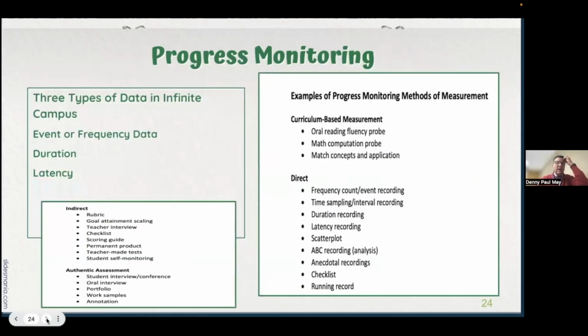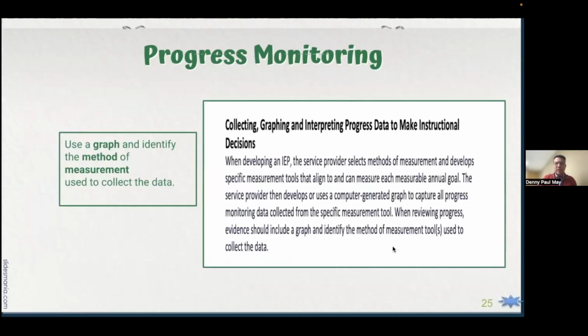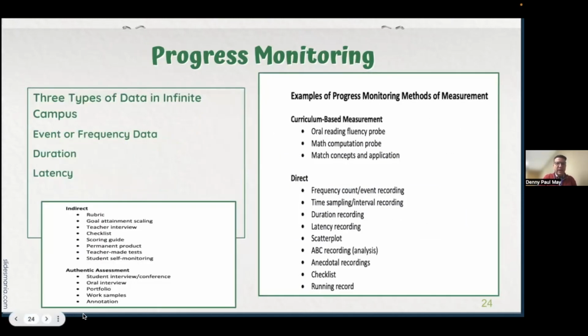So there's three types of data in Infinite Campus. And so we kind of organized this for you just so you could see it. And this comes straight out of the guidance document as well, as to what types of probes, what types of recordings go under the particular areas that then turn into data on the progress monitoring. Let me go back to that for just a second. On the progress monitoring in Infinite Campus.